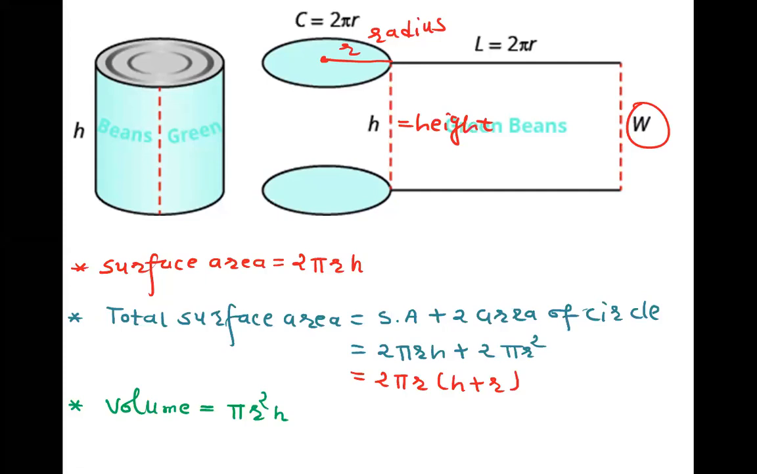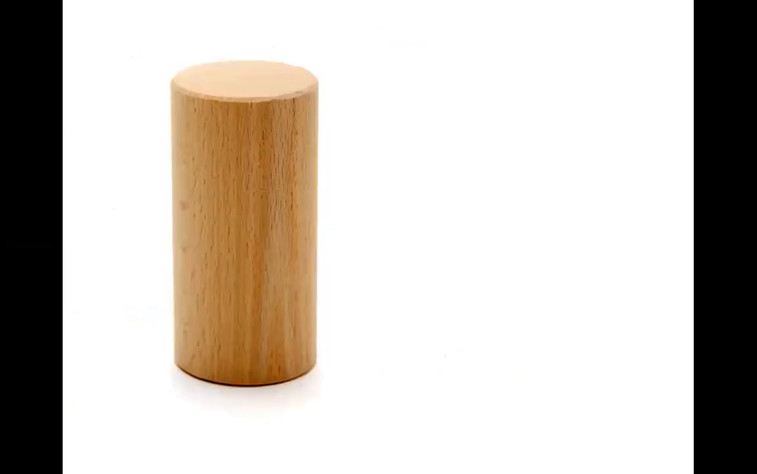Now we take their examples. So you must remember these formulas. Surface area is just 2 pi r h, r is the radius and h is height. Total surface area is the surface area plus the area of two circles. You can just remember the last formula, okay? Not the simplification, only the last formula. And the volume is pi r square h. So let me start some examples related to the cylinder.